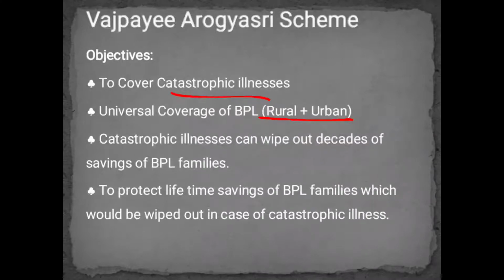This one both rural as well as urban. Catastrophic illness can wipe out decades of savings of BPL families. So we are aware some catastrophic sicknesses come like cancer and all, they kill the people. Then to protect the lifetime savings of BPL families which would be wiped out in case of catastrophic illness, this is the main aim of this scheme.